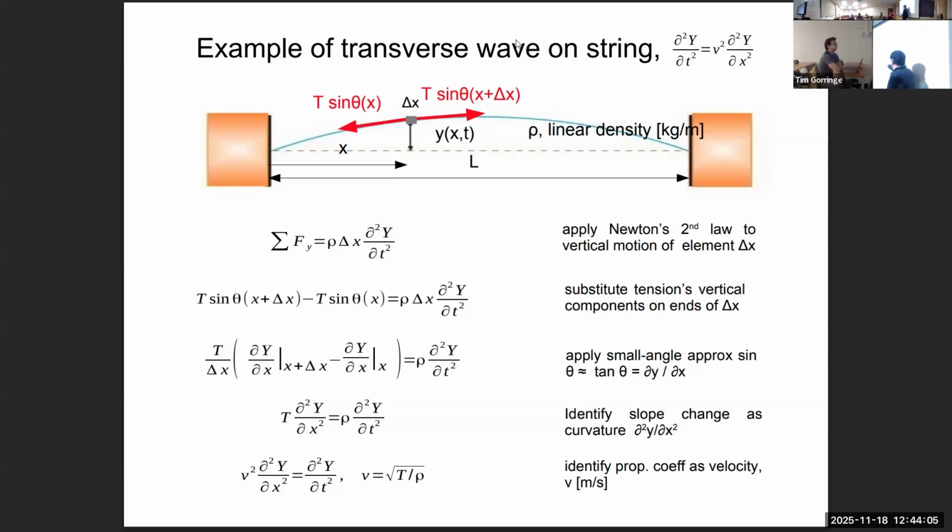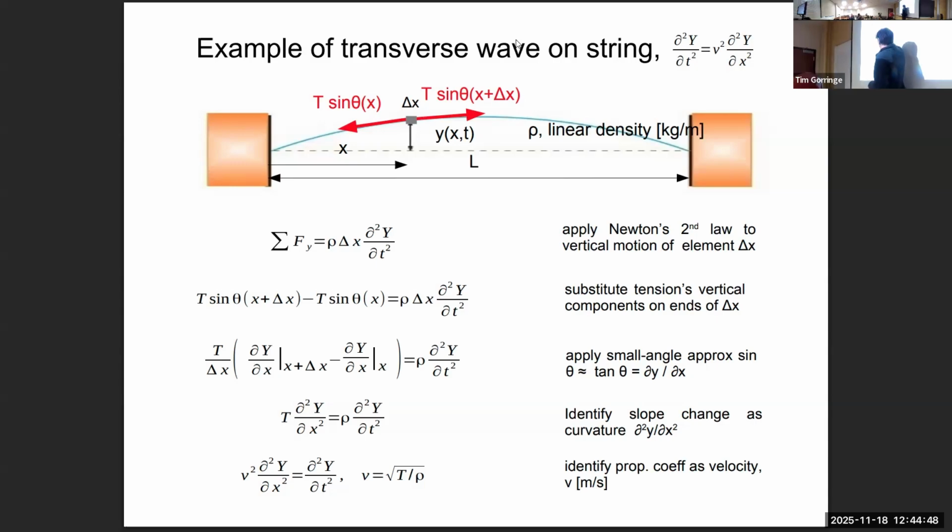So here I just replace the sine thetas using the small angle approximation, so that sine theta is roughly tan theta, which is equal to dy/dx, the rate of change vertically over the rate of change horizontally. So I made that little replacement here. And then I spotted that actually what I've uncovered is that this rate of change of the slope is nothing other than the curvature, the second order differential with respect to x. This would vanish if there was no curvature of that wire.